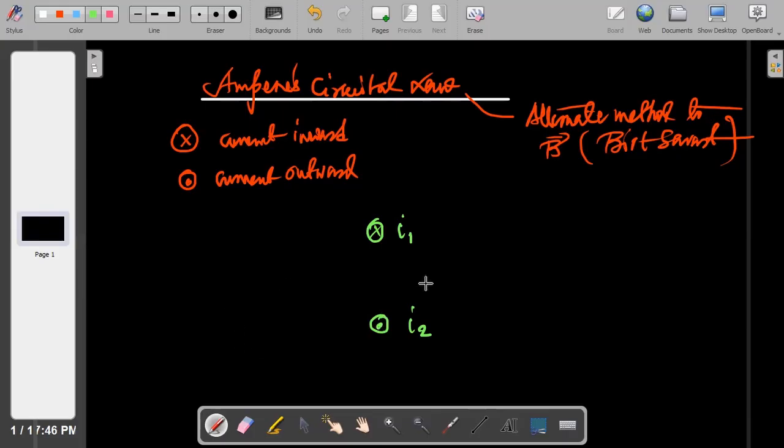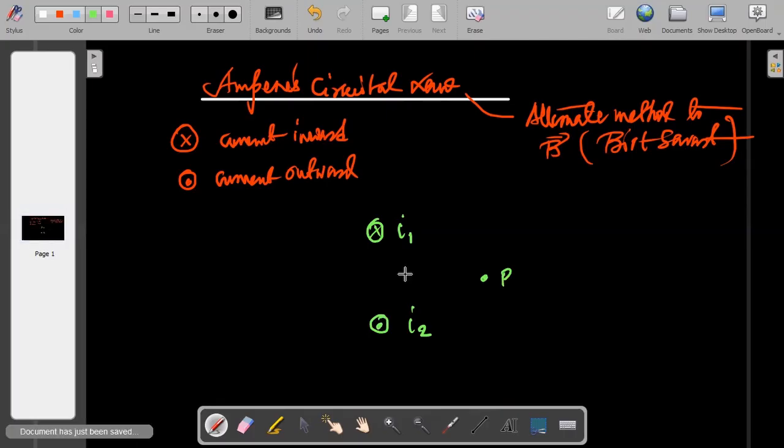Now, how to find the magnetic field at the point P? What we have done for Biot-Savart law: the long current carrying wire is there. We calculated for a small differential length dl. Biot-Savart law is applicable for a small differential length. Then we integrate to find the actual magnetic field.